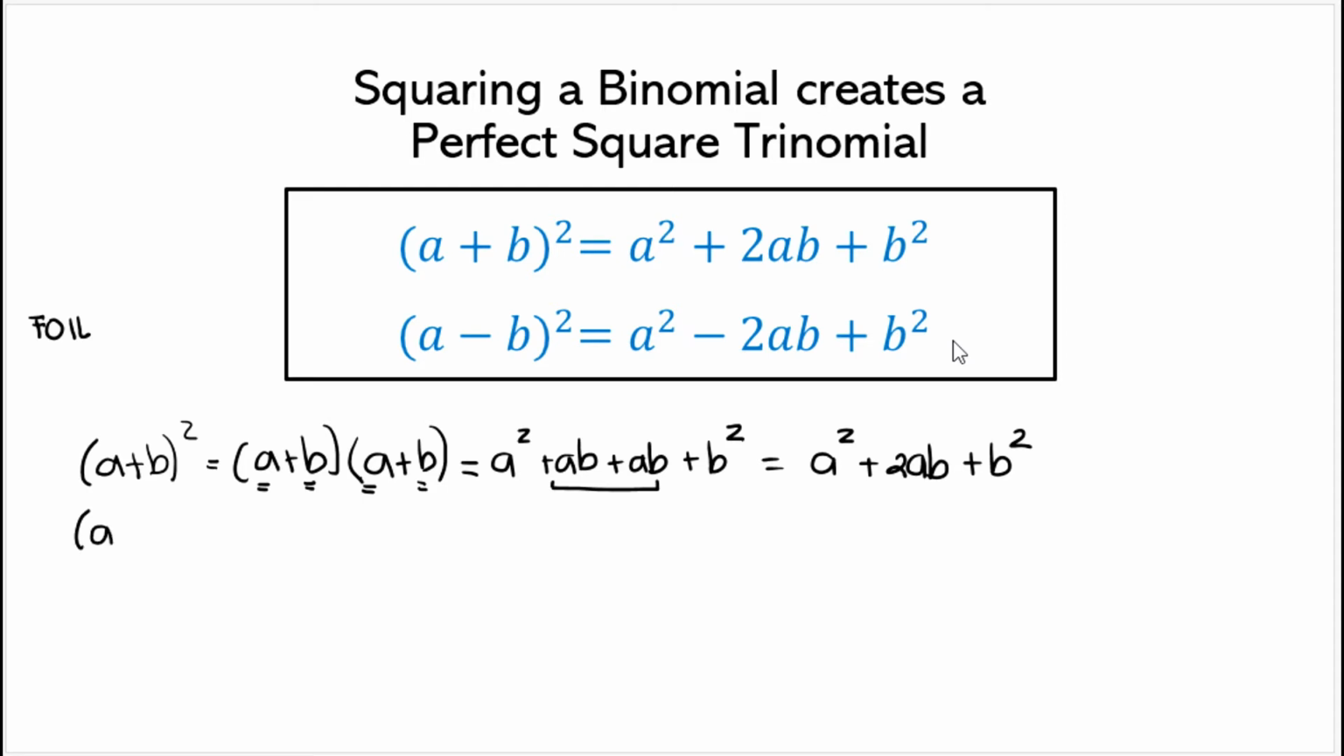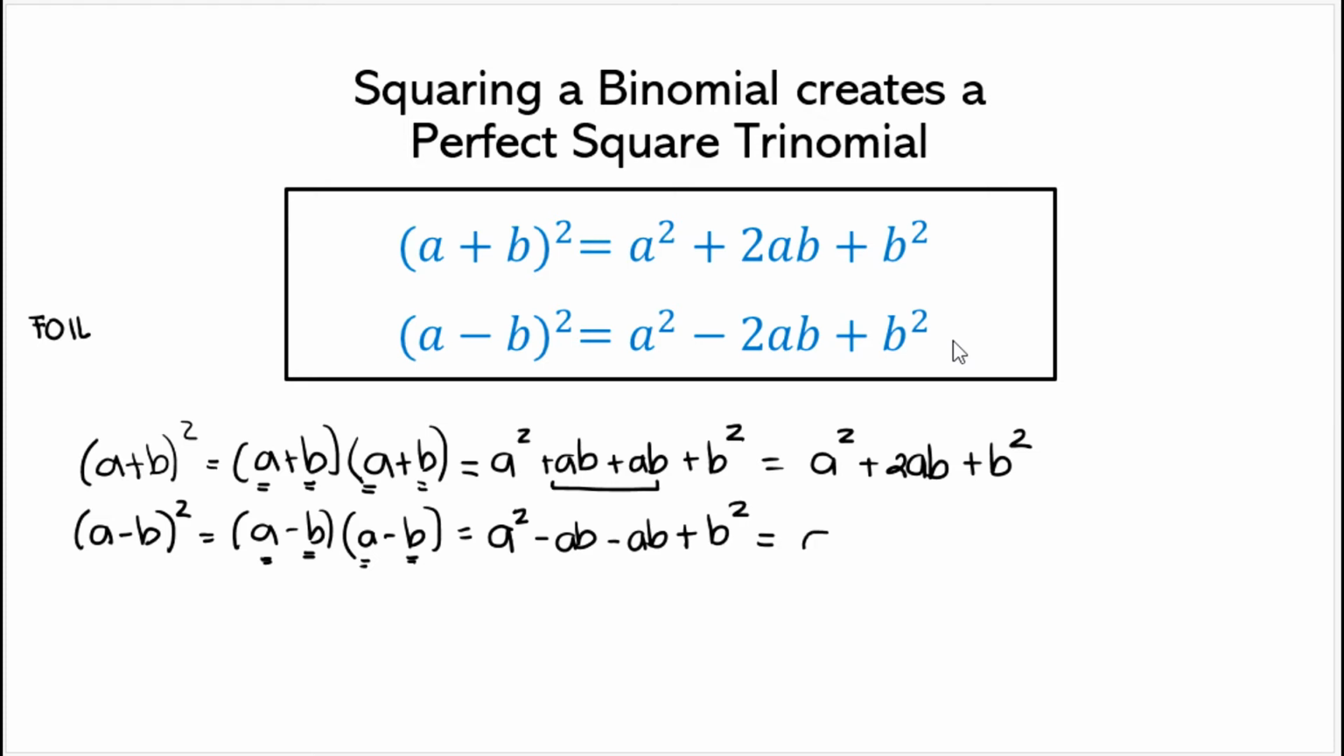Another example, we have a minus b. When we square that binomial a minus b, that is the same thing. So that is a minus b times another a minus b. Ulit lang natin yung process using that FOIL method. We have a times a, which is a squared. A times negative b is minus ab. Negative b times a is another minus ab. And negative b times negative b will give us positive b squared.